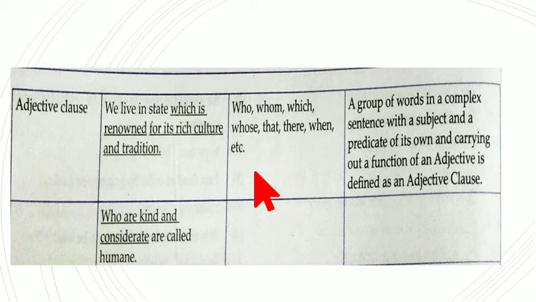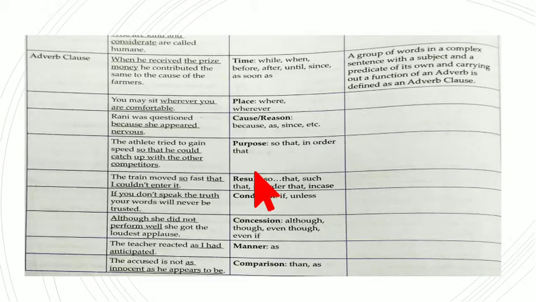Now coming to the third one, that is the adverb clause. Now children, what do you mean by adverb clause? An adverb clause is a group of words in a complex sentence with a subject and a predicate of its own and carrying out a function of an adverb is defined as an adverb clause.